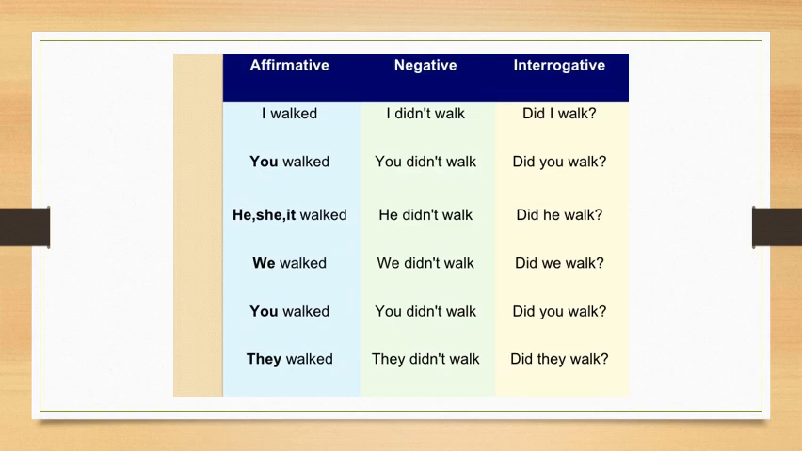Now you can observe with different subjects: I walked, I didn't walk, did I walk? You walked, you didn't walk, did you walk? He, she, it walked, he didn't walk, did he walk? We walked, we didn't walk, did we walk? They walked, they didn't walk, did they walk? You can see with all subjects we have used the same second form of the verb. In the negative, in all the subjects we have used didn't, and in interrogative we put did at the start of the sentence.